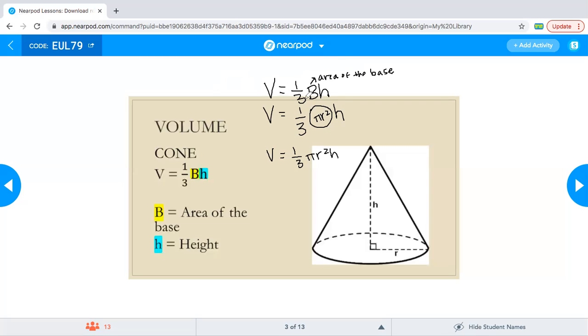into the pi r squared part. So this is the part that you need to understand. Capital B breaks down into this. If you can make this connection, then you're good. If you still don't understand the connection, I need you to speak up about it.